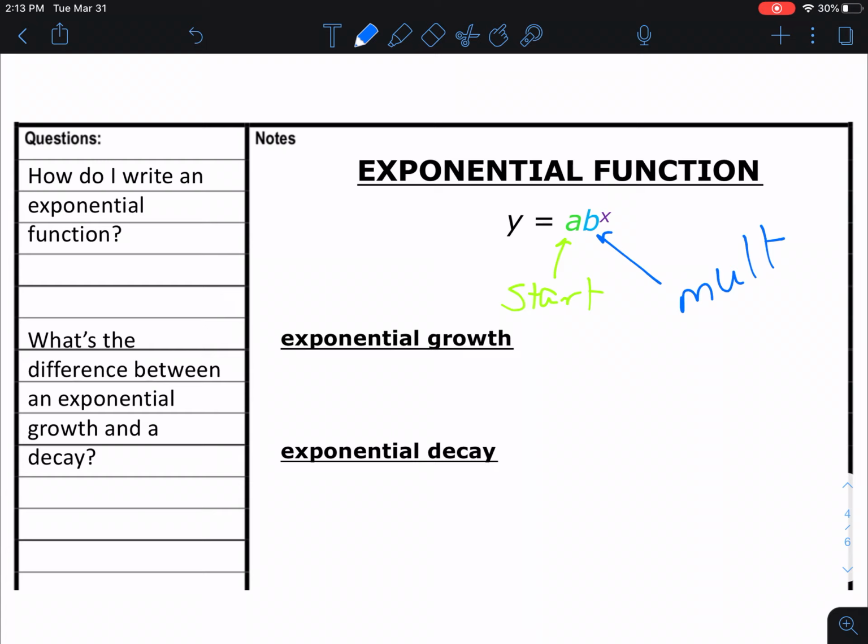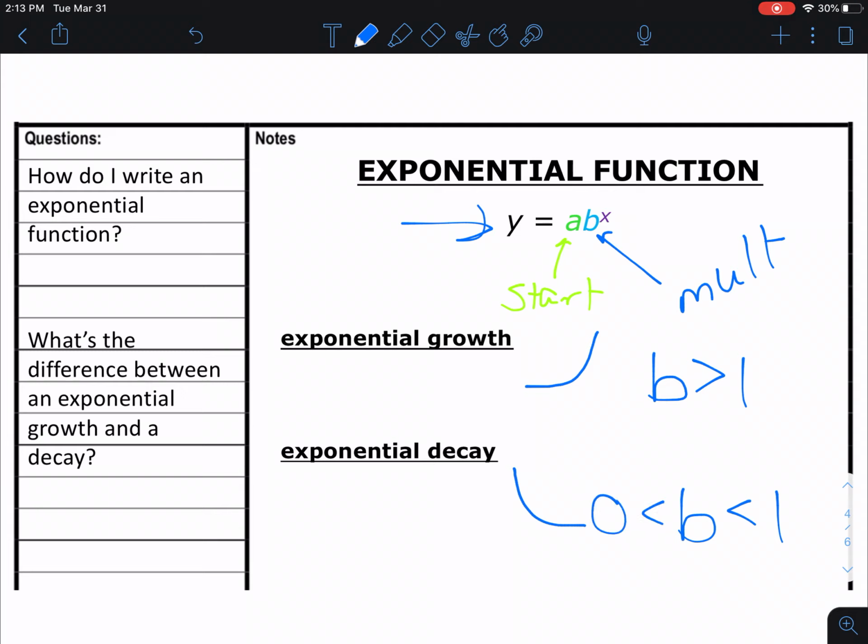So how do we know if it's a growth or a decay? Remember, a growth, when you graph it, should look kind of like that. A decay, when you graph it, should look kind of like that. If you're looking at a graph, it's pretty easy to tell. However, if you're looking at an equation like this, how do we know? What you want to do is look at the b value. If that b value is bigger than 1, it's a growth. If that b value is in between 0 and 1, it's a decay.